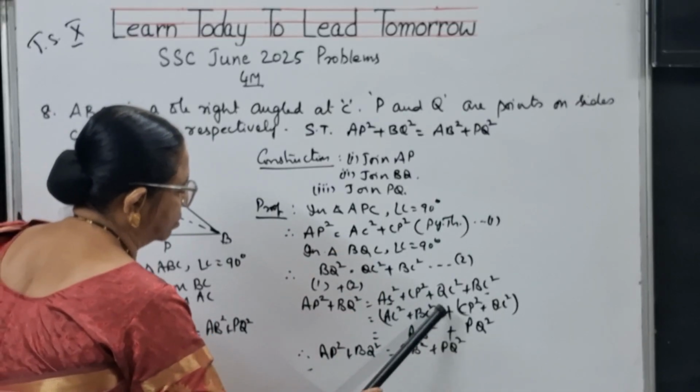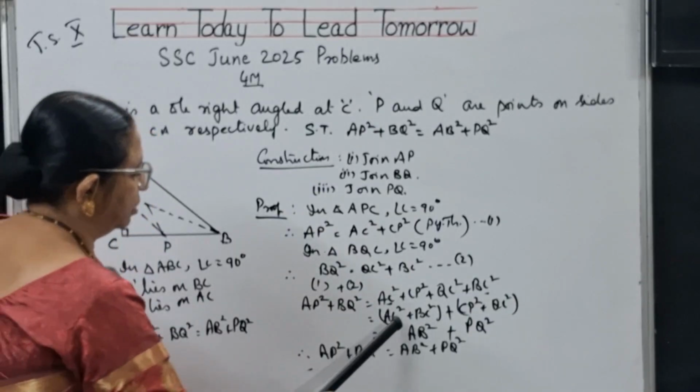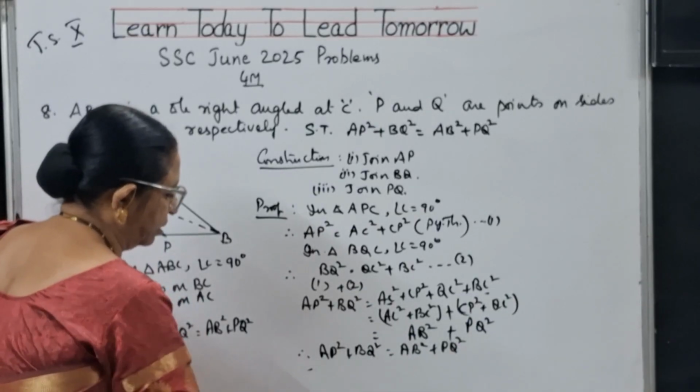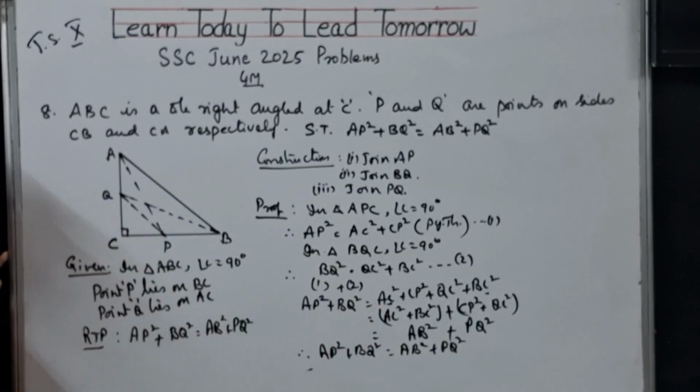AC square plus BC square as one group, plus CP square plus QC square as another group. So this is AB square, plus the other one is PQ square. This is how you need to prove, children. Please note it down.